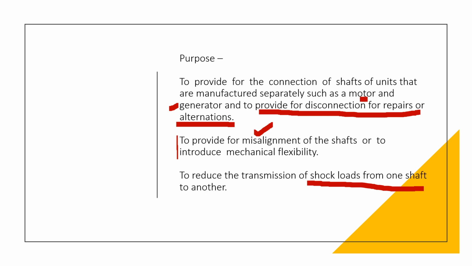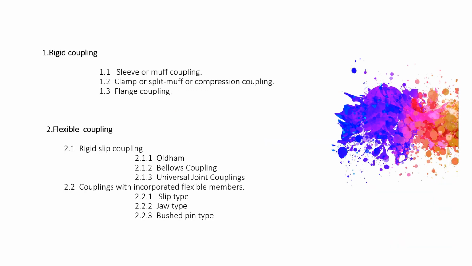Okay, so how to reduce that shock load? Different types of coupling are used in order to reduce the shock load from the driver, and when the power is transmitted to the driven part, the shock load is reduced. That depends upon the type of coupling you are using. Okay, so what are the types of coupling?